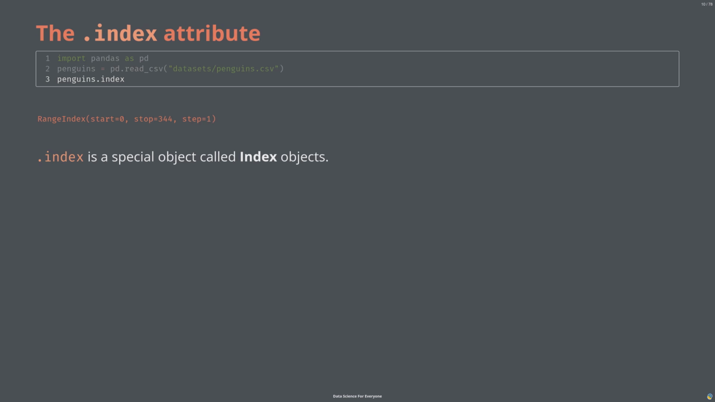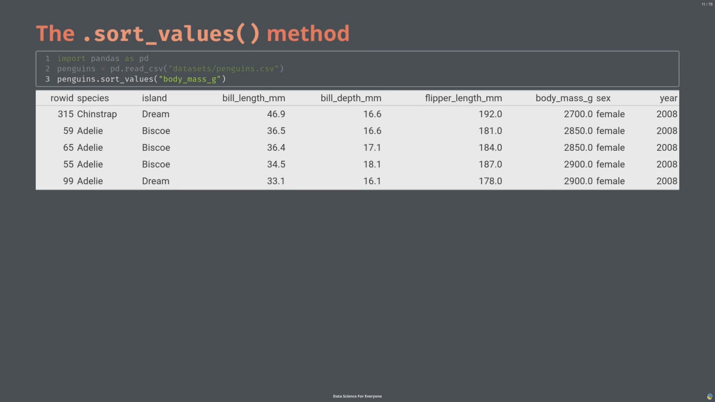One of the first things you might want to do with a dataset is reorder the rows, so the most interesting data appears at the top. You can do this by using the sort_values method. Just pass in the name of the column you want to sort by. For example, if we want to sort by the body mass column of the penguins data frame, Pandas will rearrange the rows from the lightest penguin to the heaviest. At the top, we see the lightest penguin with a body mass of 2,700 grams.